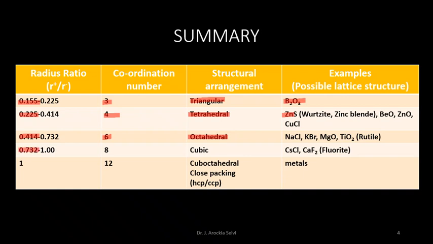0.732, coordination number 8, cubic arrangement, cesium chloride and calcium fluoride. And when the radius ratio is 1, then the coordination number will be 12, so it will be cuboctahedral close packing, which mostly metals possess, so beryllium, calcium, cobalt will possess HCP, and silver, aluminium, gold will possess CCP. Hope you all understood. Do remember the radius ratio values so that you can correlate them with the coordination number and the possible structural arrangement. Thank you.